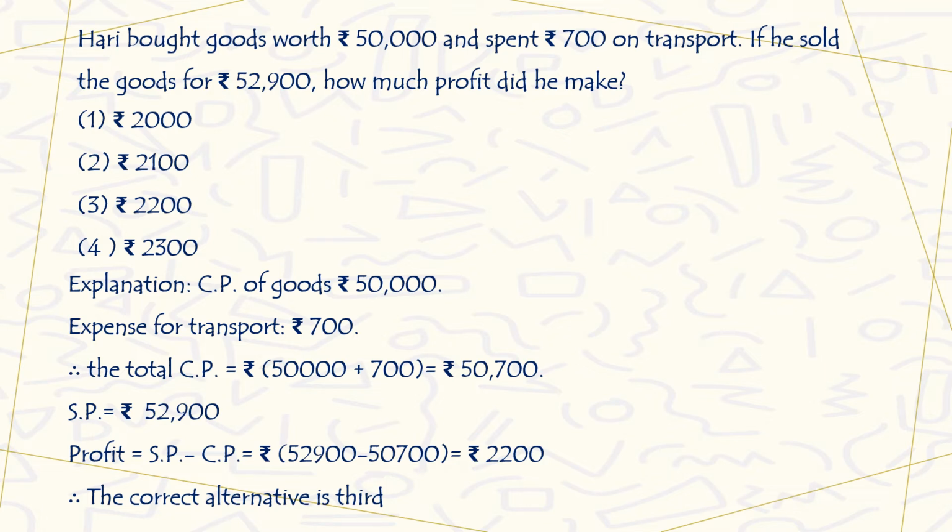And we know that profit is how much? Profit is selling price minus the cost price. So selling price is 52,900 minus 50,700, which is equal to rupees 2,200. So the correct alternative is 2,200, and alternative third is the correct alternative. So we will circle it out. Okay. I hope it is clear to all of you.